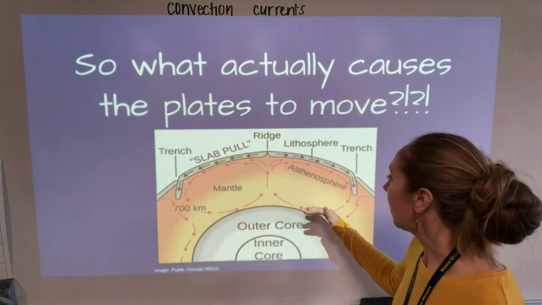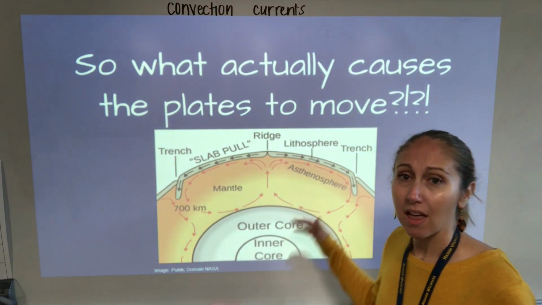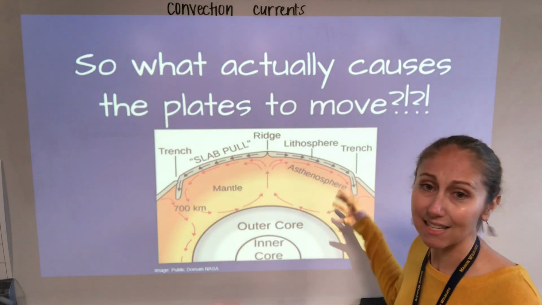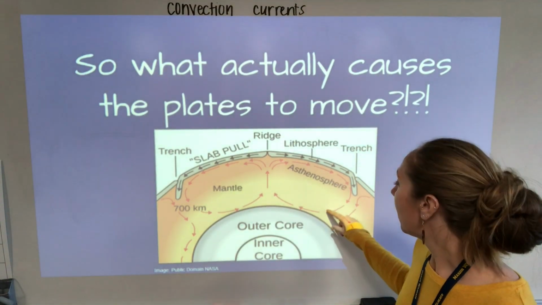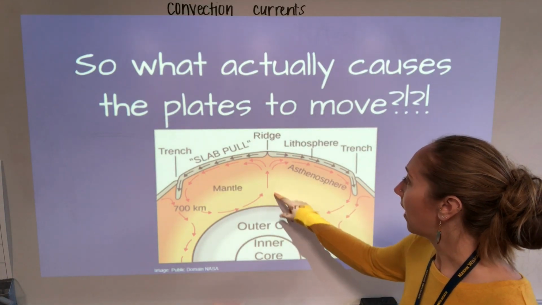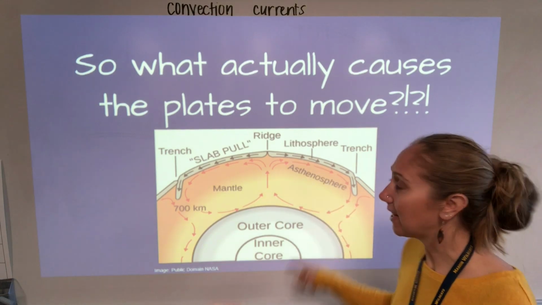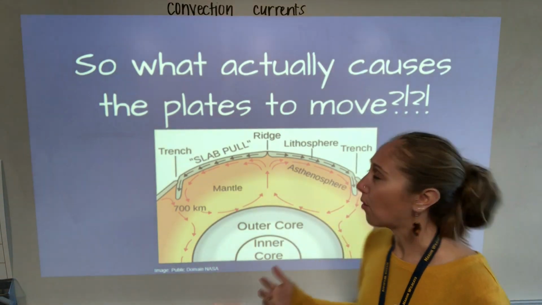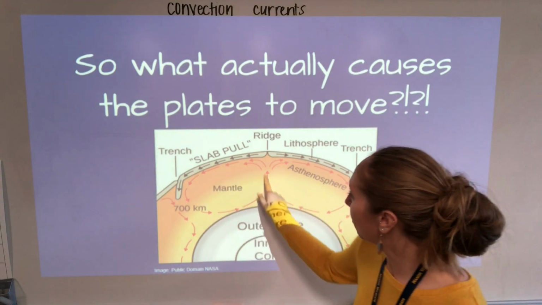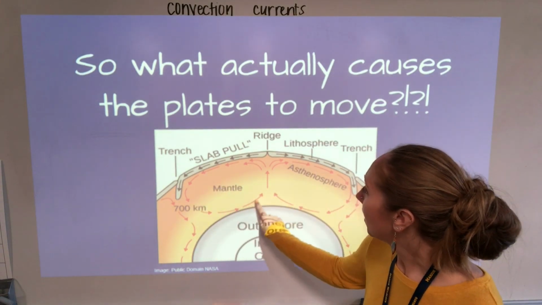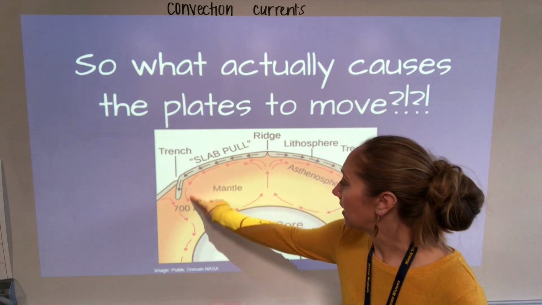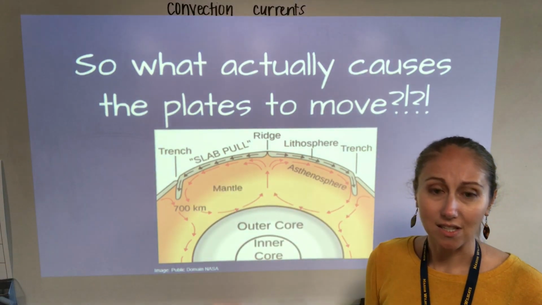Below the lithosphere is the asthenosphere. This is in the mantle. And in the mantle, in the asthenosphere, the mantle material is rising up, sinking down, rising up, sinking down, and so forth. So that is a convection current. And look, here's another one going a different direction. It's rising up, sinking down, rising up, sinking down, and that process just continues.